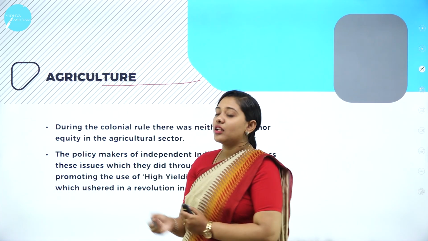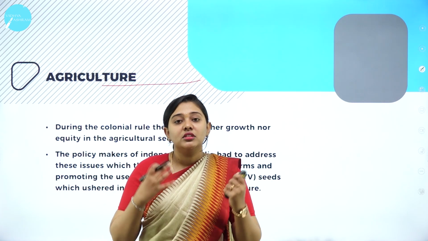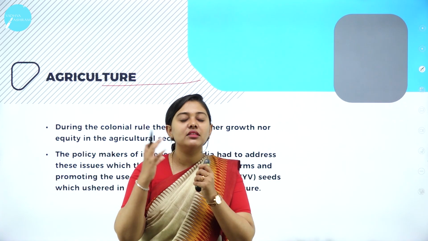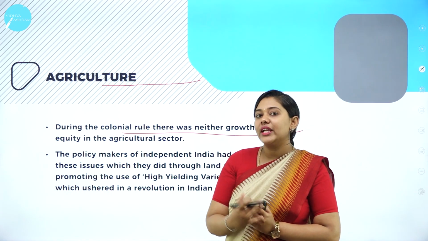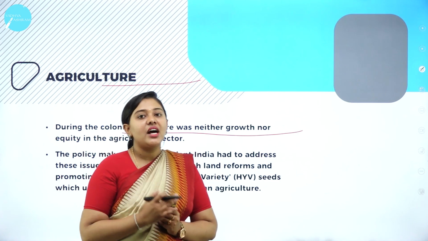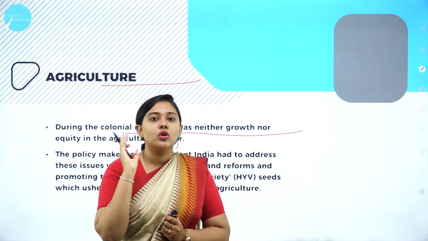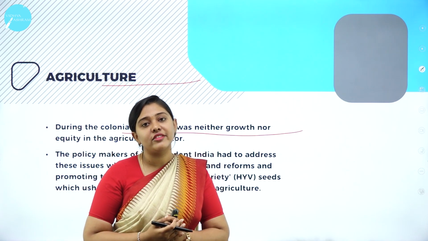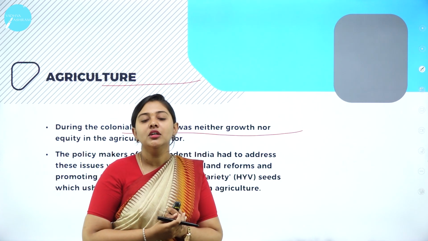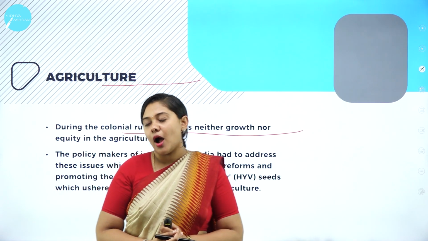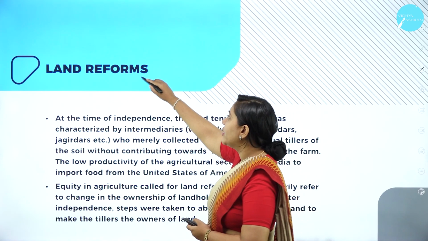Agriculture. Agriculture is our country's backbone. Even today, if we are strong, it is because of our agriculture. The cultivation of wheat and rice is large in our country. During the colonial period, there was neither growth nor equality in the agriculture sector. They brought the zamindari system, Ryotwari and Mahalwari systems, wherein the laborers were exploited. I have discussed this in the colonial period agricultural reforms, in the previous chapter. Kindly go back to the previous chapter and learn about the colonial rule and how they exploited the farmers. This policy completely exploited the people. So what they did at this time was bring land reforms.